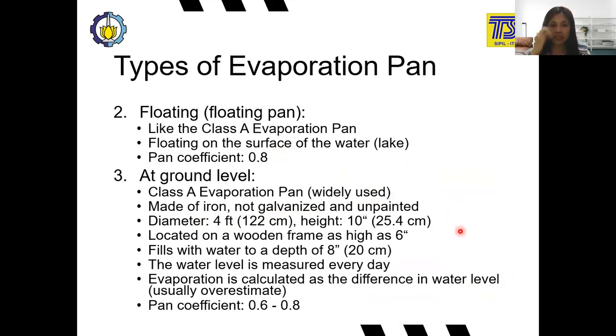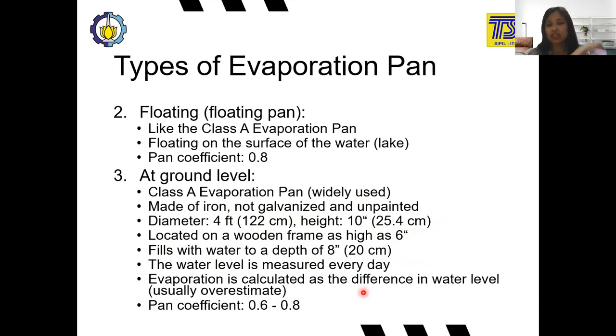It's made of iron, not galvanized and unpainted. That's why the color still looks like original iron, and it has a diameter of 122 centimeters and a height of 25.4 centimeters. It is located on a wooden frame as high as 6 inches, and it is filled with water to a depth of 20 centimeters. So it has about 5.4 centimeters of safety level, and the water level is measured every day.